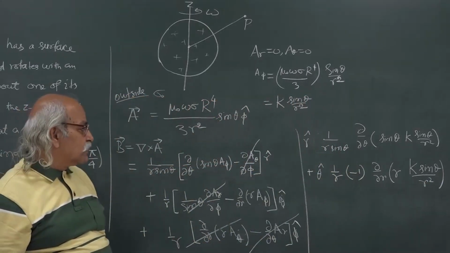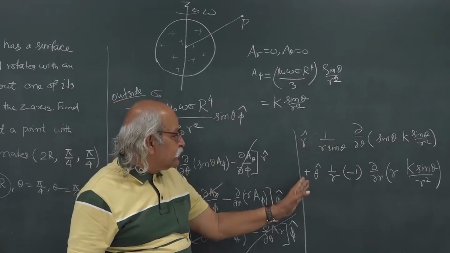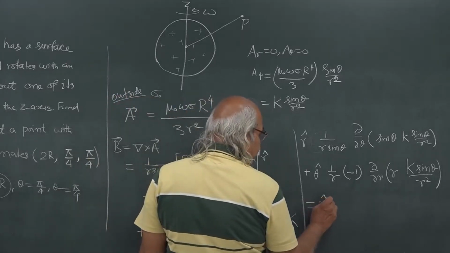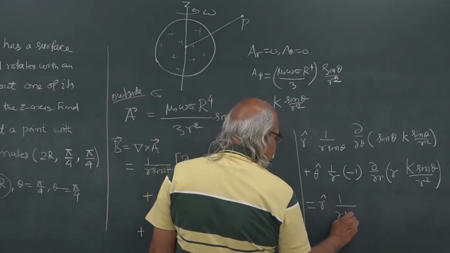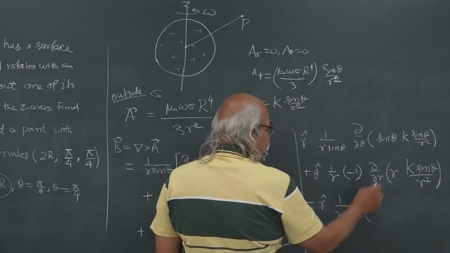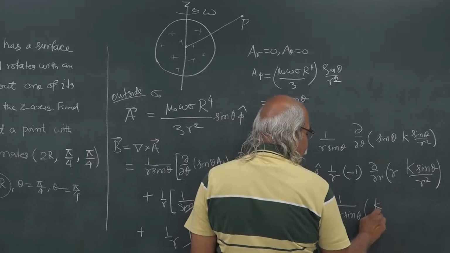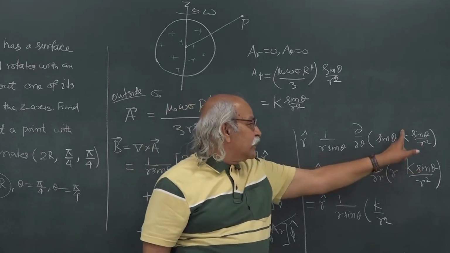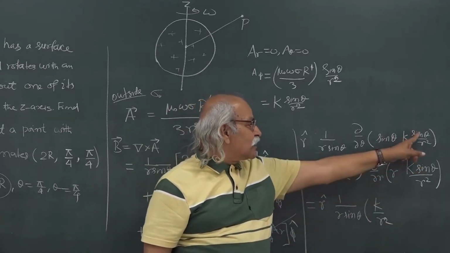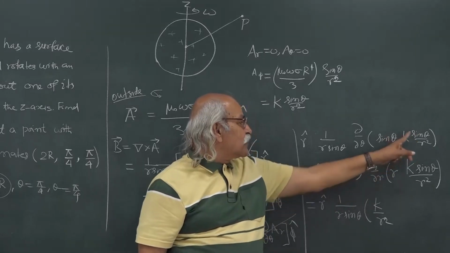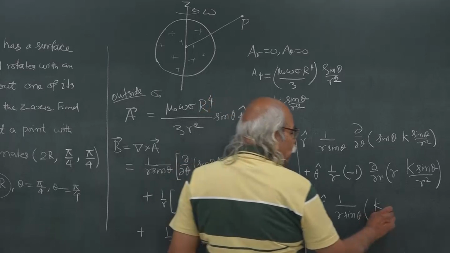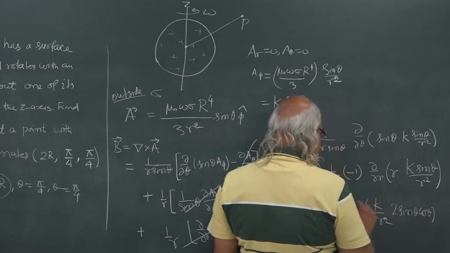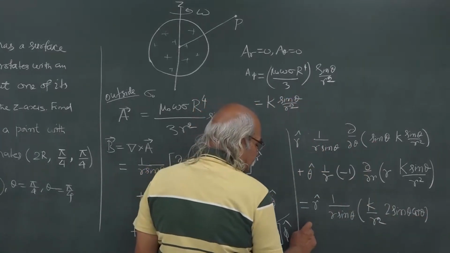Okay, so this is our r cap this much and theta cap this much. So let's evaluate r cap: 1 over r sin theta, then k by r square. I am differentiating with respect to theta. So r is constant, k by r square is constant, sin square theta is to be differentiated. So 2 times sin theta cos theta, that is our r cap part, plus theta cap.